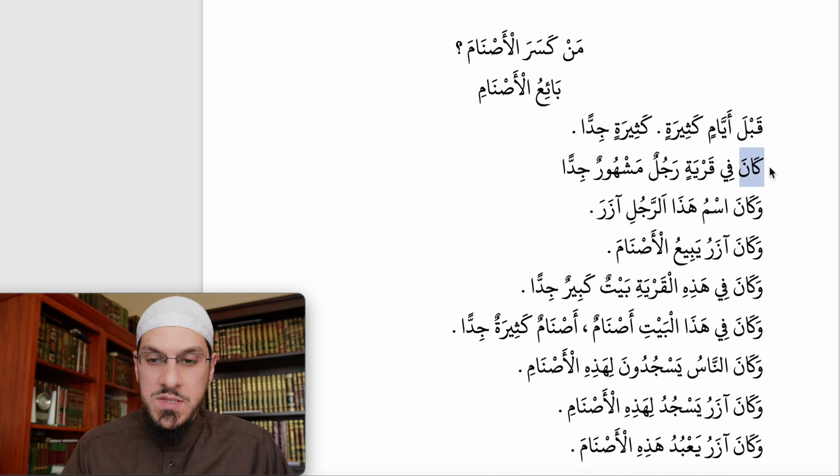Kana, a word which means in the past. Kana fi qaryatin, there was in a village, as opposed to saying al-qarya. When you say qaryatin with a tanween, that means any village. There was in a village, rajulun, same thing, a man. Mashhur, the description of the rajul is that he was mashhur, very well known. Jidda, very. So the sentence, there was in a village a man who was very well known. وكان اسم هذا الرجل Azer, and the name of this man was Azer, meaning the man's name was Azer. So we're talking about the father of Ibrahim alayhi salam.